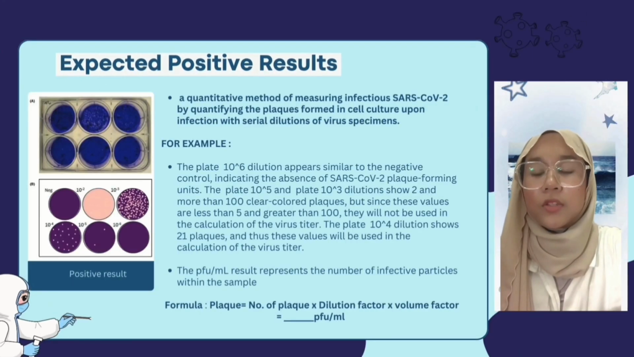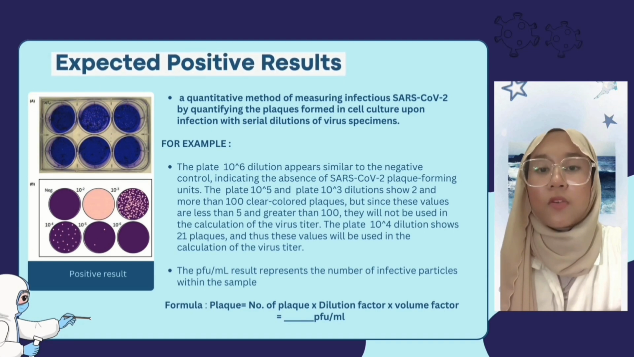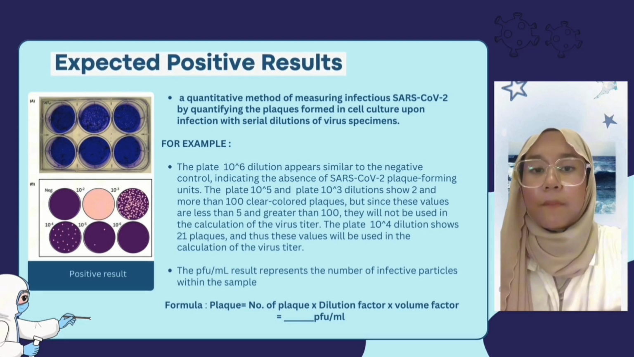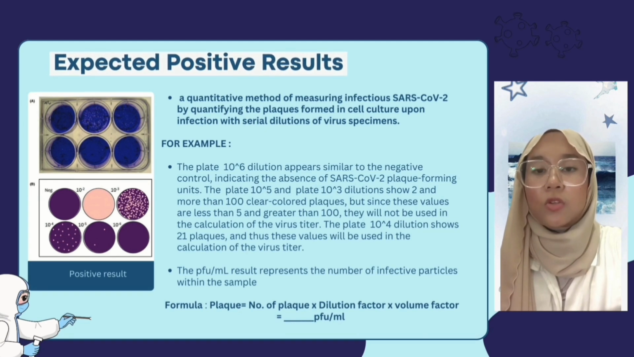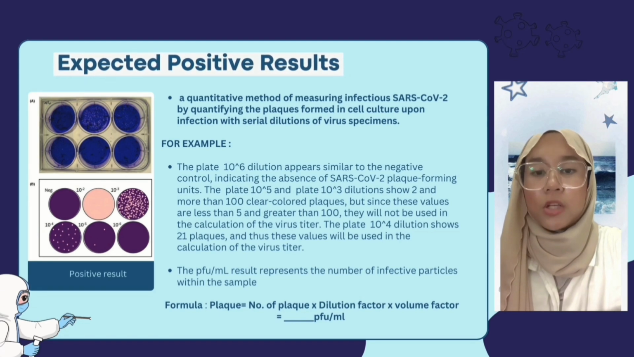Next, I will tell about the expected positive result. As you know, plaque assay is a method that measures the number of infectious SARS-CoV-2 particles by counting the plaques formed in the cell culture after the virus sample is diluted. For example, in the picture I pasted, the plate with the 10^-6 dilution looks like the negative control, so it has no SARS-CoV-2 plaques. And the plates with the 10^-5 and 10^-3 dilution have 2 and more than 100 plaques. But they won't be used for calculation because they are outside the useful range.